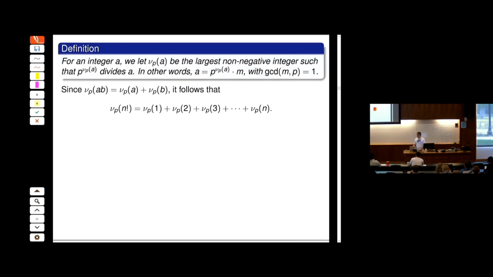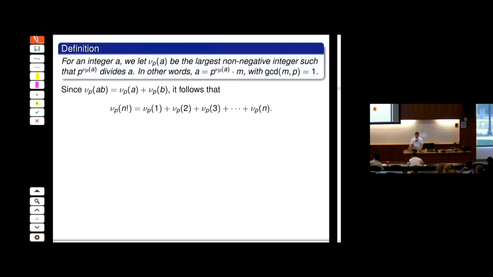All right, I'm going to need some notation, and the notation that I need is the p-adic valuation of an integer. So the p-adic valuation is the largest non-negative integer such that p to the ν_p(a) divides a. In other words, if I can write a as a power of p times something that is relatively prime to p, that power of p, ν_p(a), is the p-adic valuation of a.